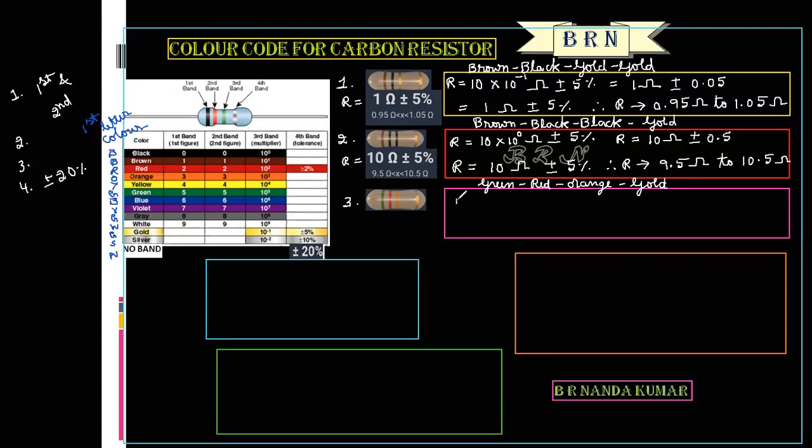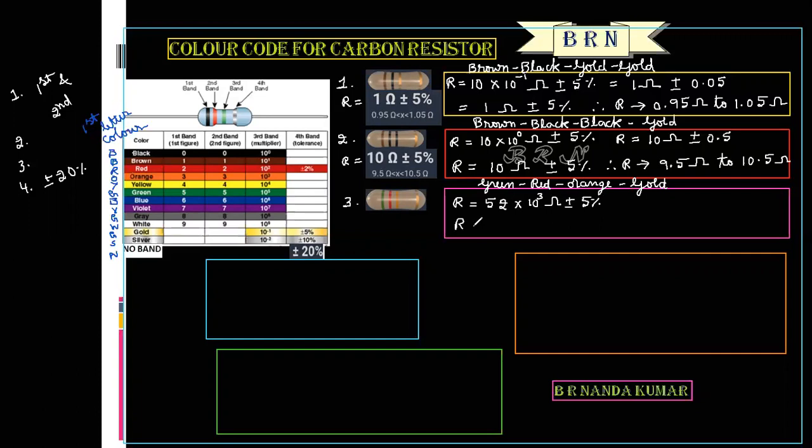The colors of the first two bands indicate the first and second significant digits of resistance. Green means the significant digit is 5. Red means the significant digit is 2. So 52. Orange, the multiplier, is 10 power 3. Gold means tolerance, that is plus or minus 5%.